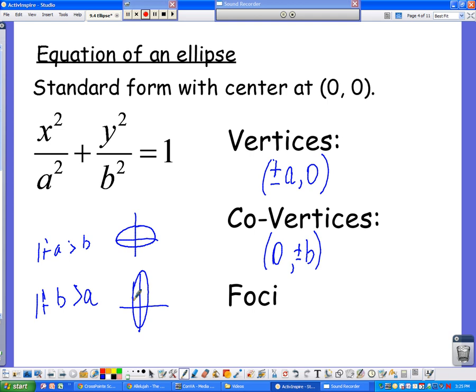All right. So in order to find the foci, it's just going to be c squared equals a squared minus b squared. So you basically subtract those. And remember, you subtract the larger one minus the smaller one, and then take the square root, and that'll tell you the foci. Okay? So let's go ahead and graph one of these.